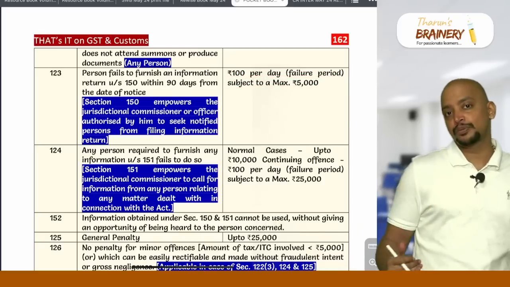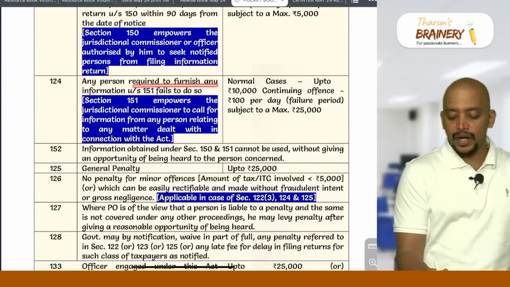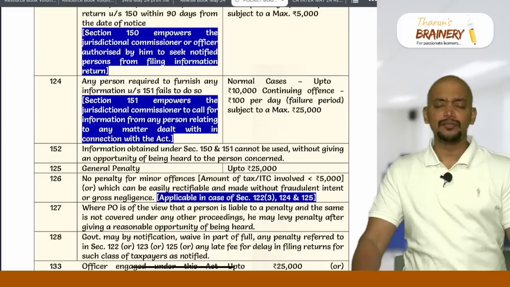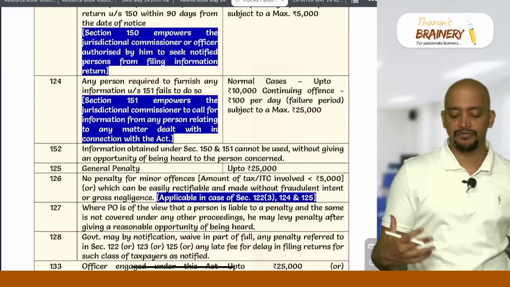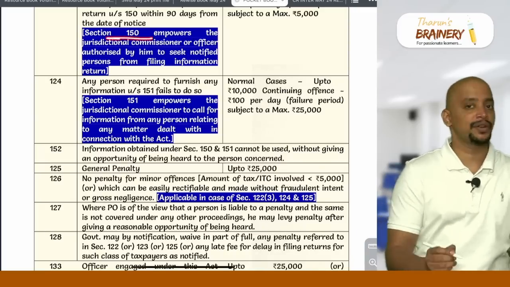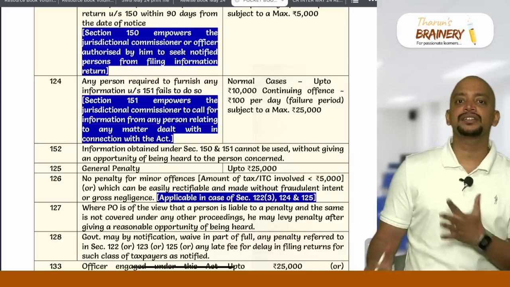Whereas 124 is also a penalty. This 124 penalty is on any person required to furnish any information under section 151 who fails to do so. So there is a person who is required to furnish some information under section 151. What is this information under 151 versus the information return under 150? Basically, 150 is about a particular person, but 151 is about data.